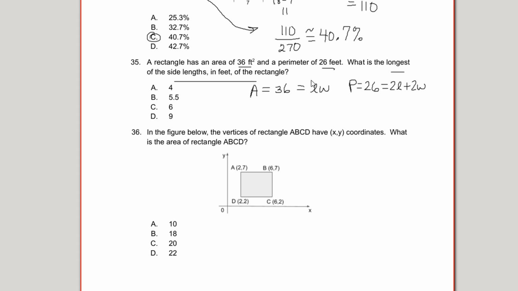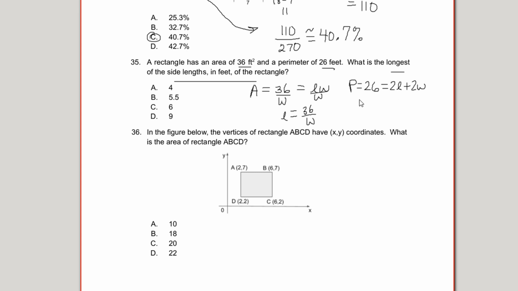So we can calculate this. I'm going to write one in terms of the other, and it really doesn't matter because we're going to need to find both of them to determine which is the longest. So I'm just going to rewrite this, and let's say I'm going to solve for L. That means I'm going to divide through by W. So L is equal to 36 over W.